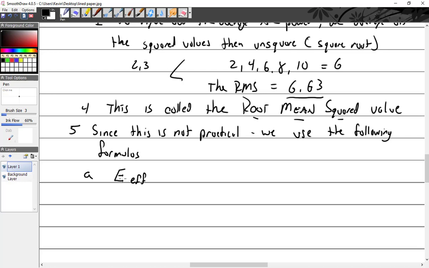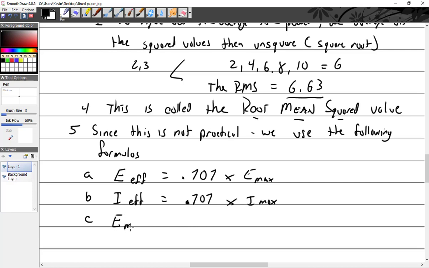E effective equals 0.707 times E max. So I look at the max or the peak voltage, and I get the effective is 0.707 times that. The I effective is equal to, guess what? 0.707 times I max.